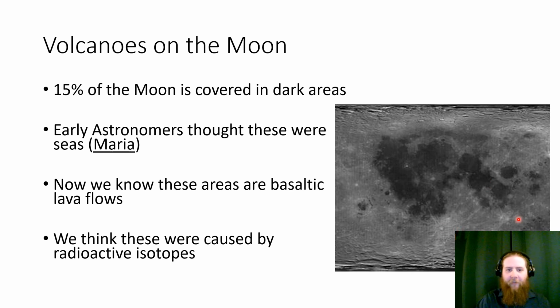We now know that these areas are basaltic lava flows. This darker lava flows out from these vents, flows a long way, and forms these rounder structures. We think this was caused by radioactive isotopes inside the moon's mantle and core area heating up. As the moon was settling into place, it created these lava flows that created the maria.